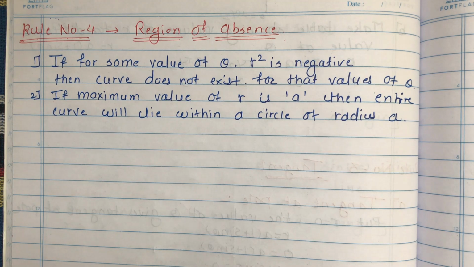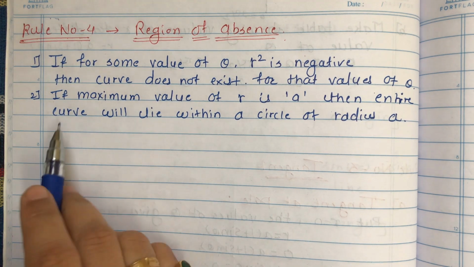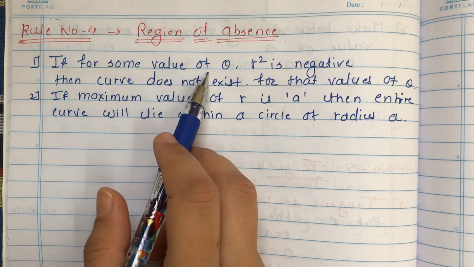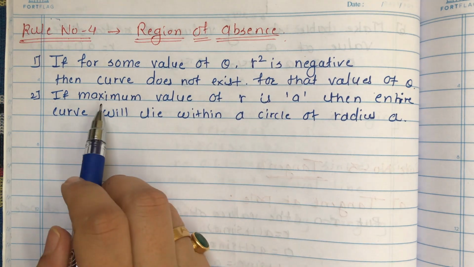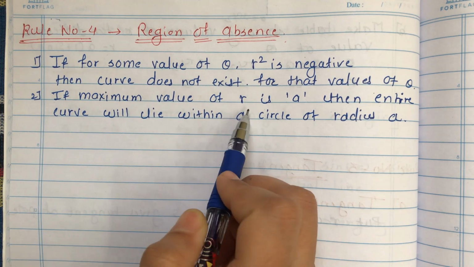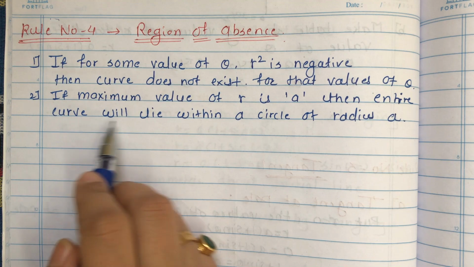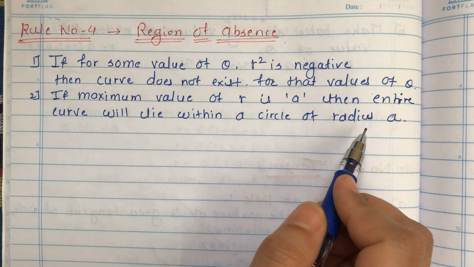Next is rule number 4, which is region of absence. The first condition is: if for some value of theta r square is negative, then the curve does not exist for those values of theta. And second, if the maximum value of r is a, then the entire curve will lie within a circle of radius a.